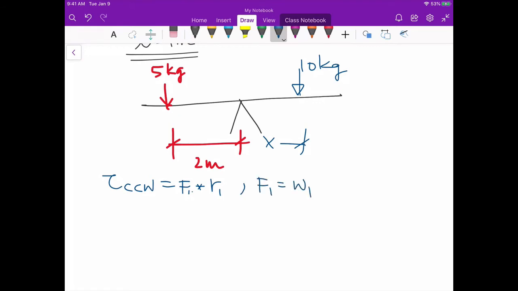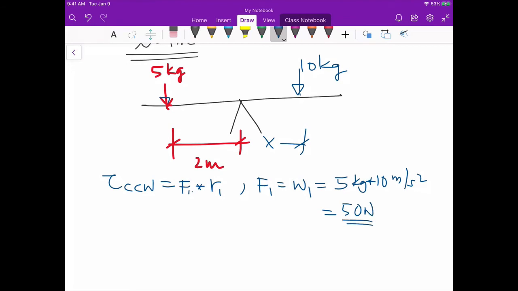F1 is the weight of the 5 kilogram mass, the one on the left. How do you find it? It's simply 5 kilogram times 10 meters per second squared. 10 is gravity, just for simplicity. If you use 9.8, that's fine as well. So therefore you'll have 50 Newton here.